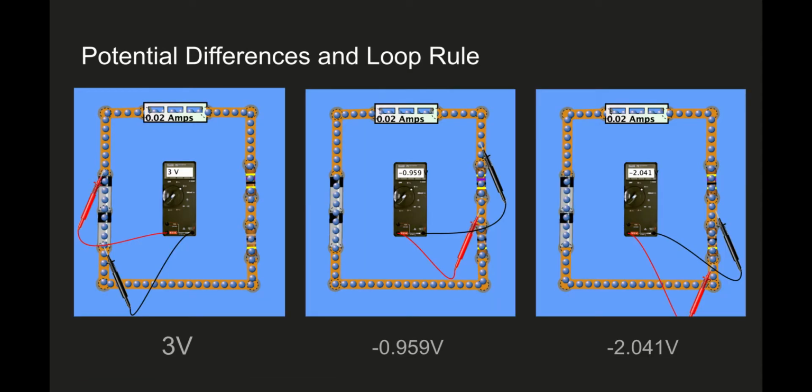Here are the potential differences in different points around the circuit. And as you can see, if you were to take any point and use the loop rule, you'd get that the 3 potential differences would all add up to 0 from these points.